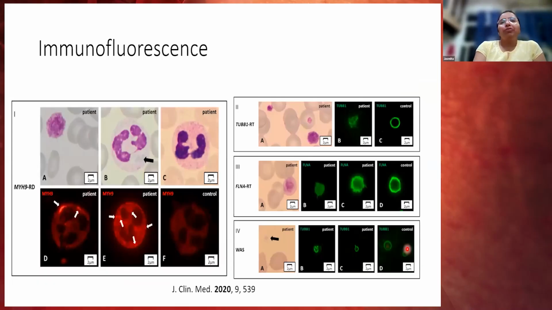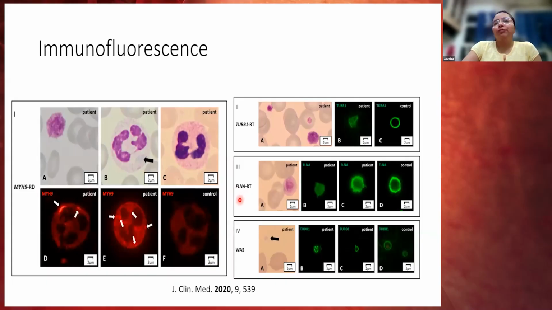In addition to that, peripheral blood smears have also been used for immunofluorescence. In some of these disorders, they produce characteristic patterns which can be detected. For example, this is an MYH9 related disorder, and you have this large platelet and the Döhle-like inclusion. This can be detected upon immunofluorescence for the MYH9 protein, which is precipitated in a patient with MYH9 disorder, and you can compare it to the control. In addition, beta tubulin 1 has been used in TUBB1 related thrombocytopenia. Again, you have large platelets. Normally, this protein should have a peripheral distribution on the membrane of the platelet. However, in TUBB1 related thrombocytopenia, the protein diffuses to the center.